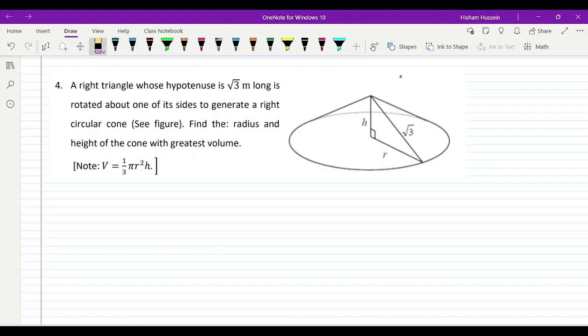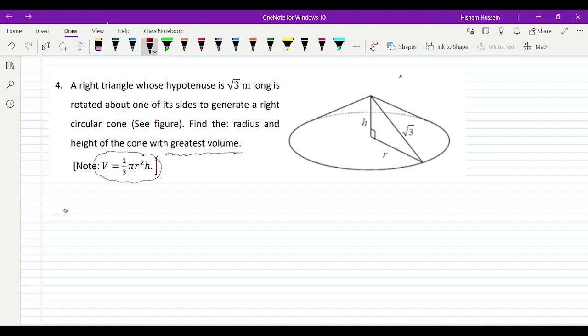In problem 4, a right angle triangle whose hypotenuse is root 3 meters long is rotated about one of its sides to generate a right circular cone as shown in the figure. Find the radius and the height of the cone with the largest volume. Okay, so the largest volume is the objective function, which is this function.